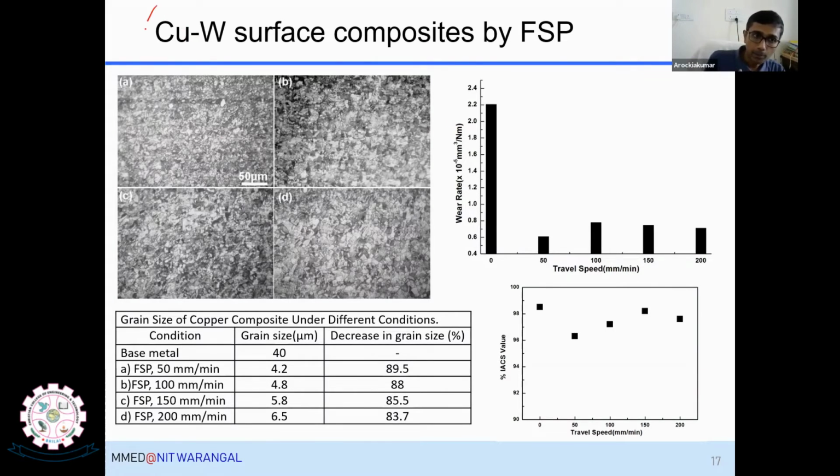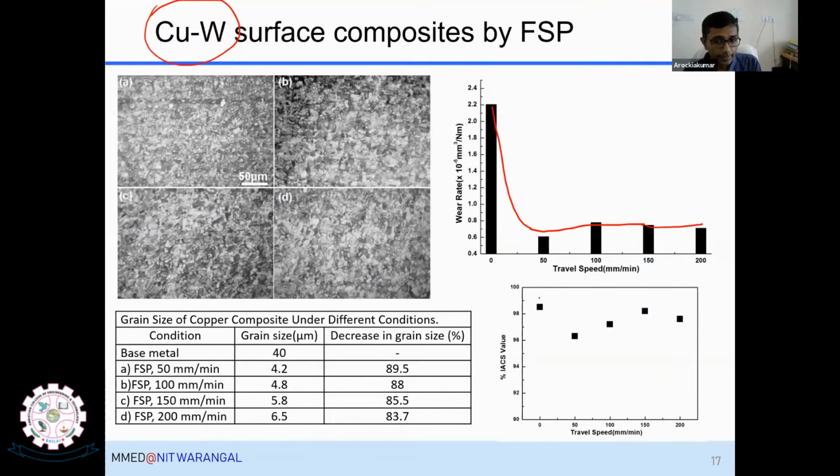In fact, powder metallurgy produced copper tungsten composite is one of the commercially successful high strength, high conductivity materials available in the market. So we tried to construct such a composite through FSP, and thereby the wear rate was brought down very significantly. That means we were able to improve the wear resistance significantly. But at the same time, you see what happens to the electrical conductivity.